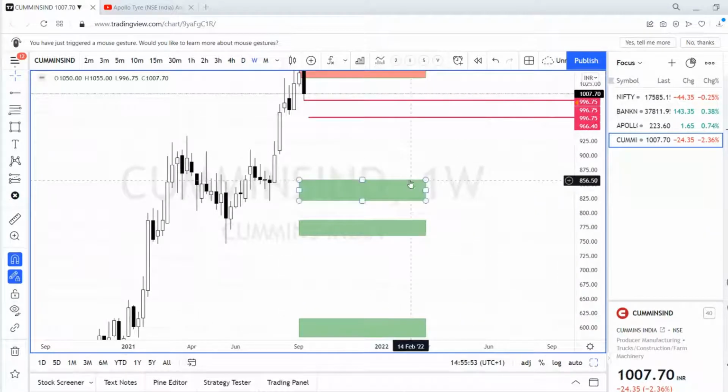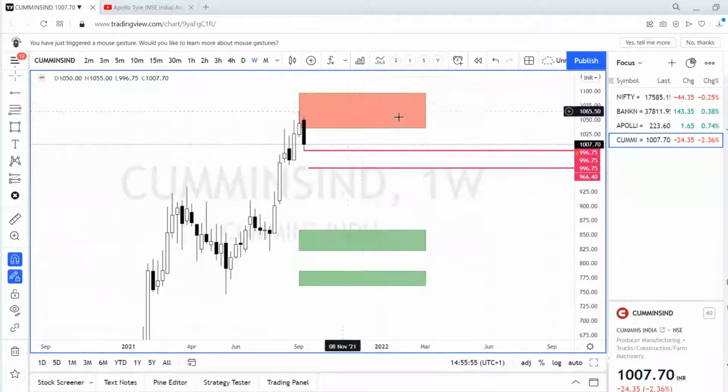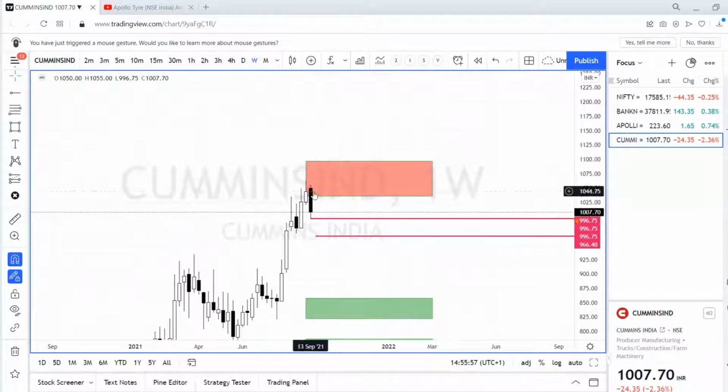The weekly chart shows there is a demand zone here. There is a supply zone here. The supply zone needs to be broken. As soon as the price came here, the supply zone sell orders got triggered and the order flow pushed the price down a little bit.